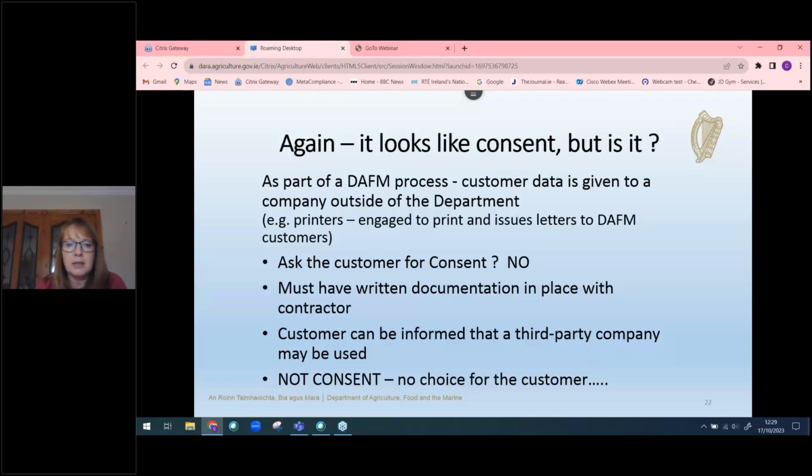And it is not consent that we are using, or that the company in question is using as a legal basis. Contract is your legal basis in that scenario. So we do not need consent.